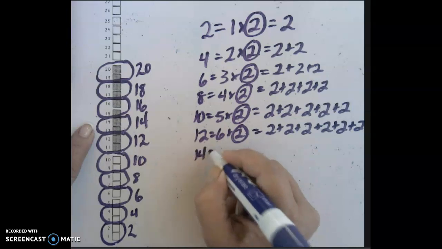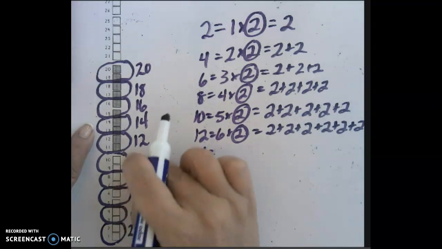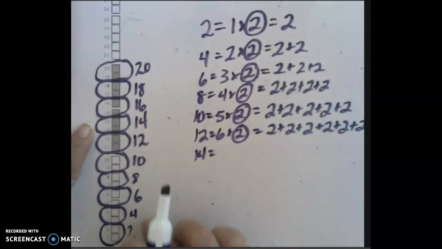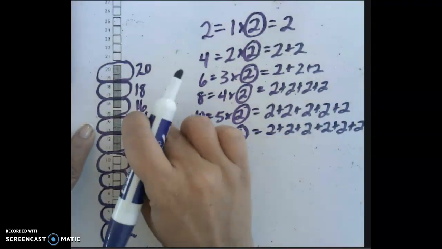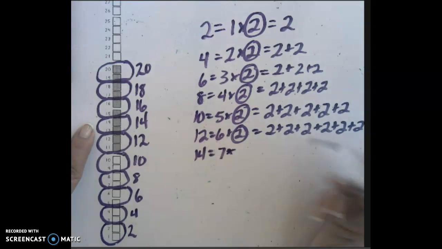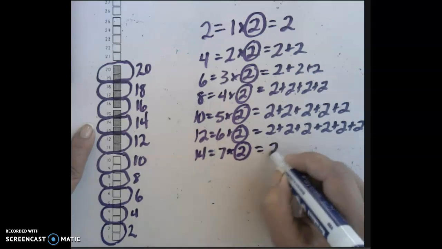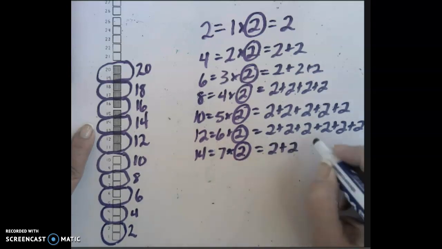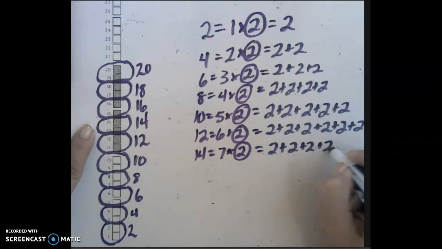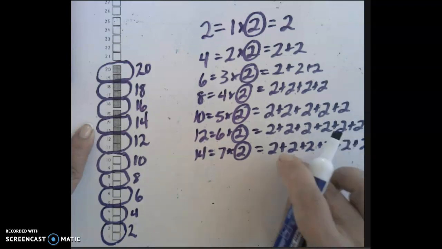Again, I've got 14. Pause the video if I'm going too fast. 1, 2, 3, 4, 5. Oops, I lost it. 1, 2, 3, 4, 5, 6, 7 groups of 2. I'm going to use a star this time. 7 groups of 2 is the same as adding 2 seven times. 2, 3, 4, 5, 6, and 7. 2, 4, 6, 8, 10, 12, 14.